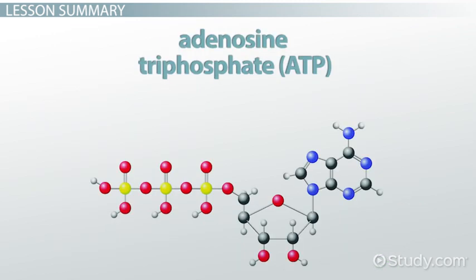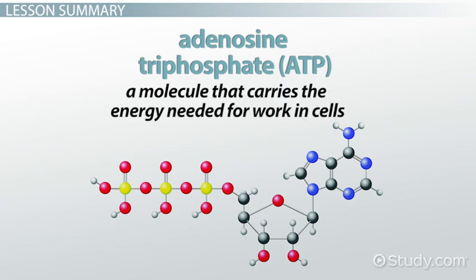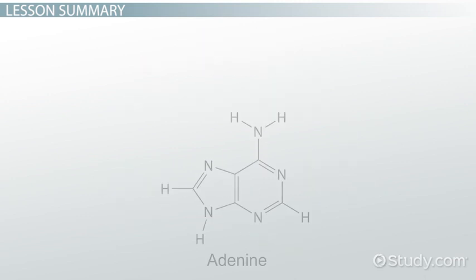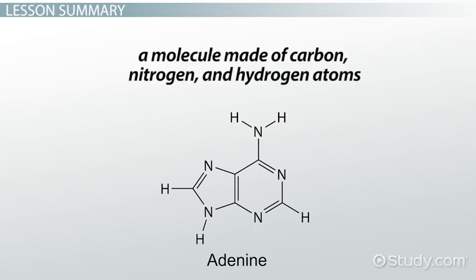Additionally, adenine is found in adenosine triphosphate, ATP, a molecule that carries the energy needed for work in cells. Adenine is a molecule made of carbon, nitrogen, and hydrogen atoms. Its chemical formula is C5H5N5.